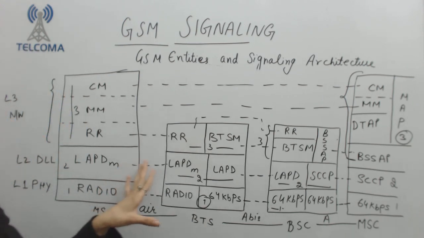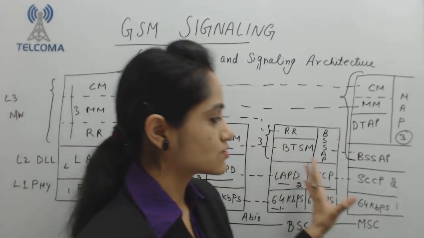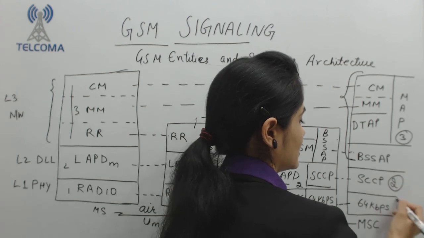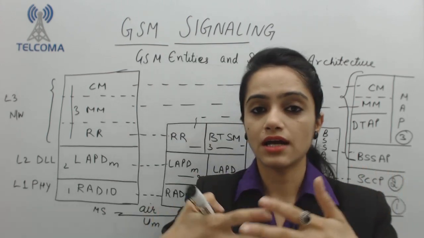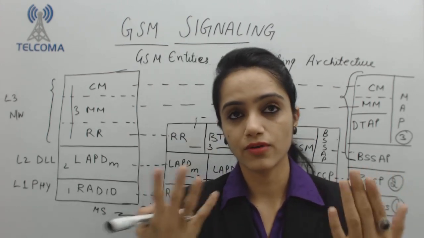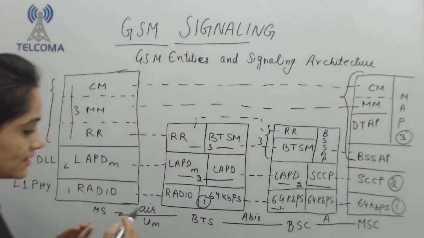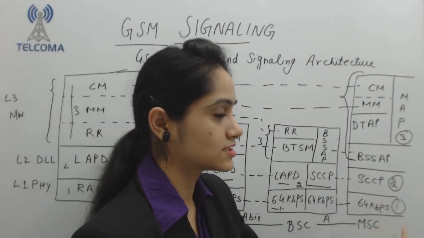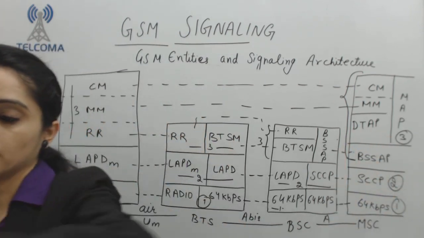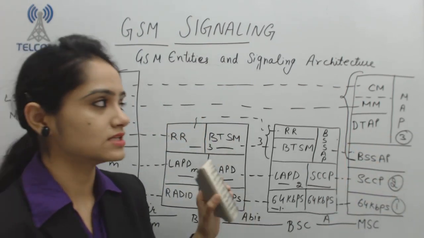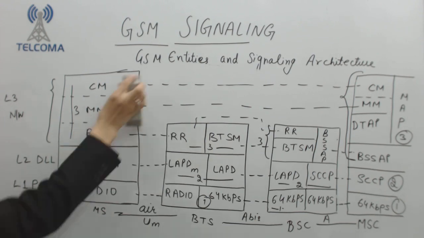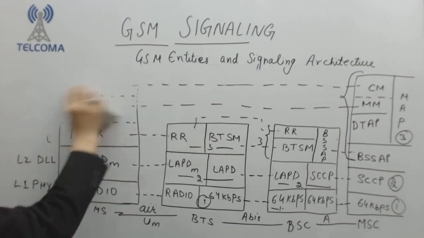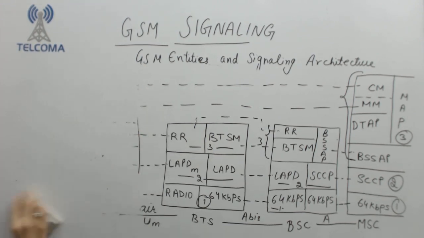Like LAPDm, LAPDm, LAPD, LAPD. So we are communicating to one another if my protocols are recognizing each other. So like this we can contact radio part 64, 64 and 64. Now coming about the names of these protocols, and after that we will discuss the functions of these protocols.